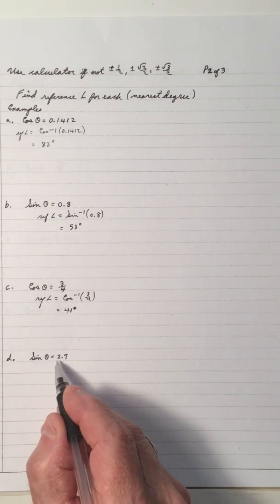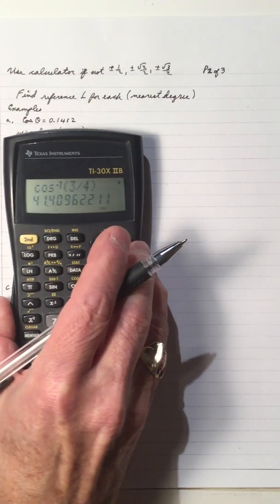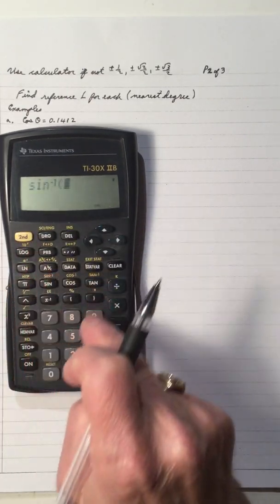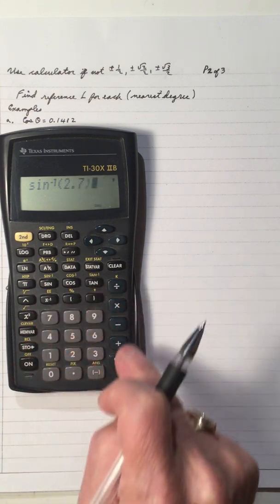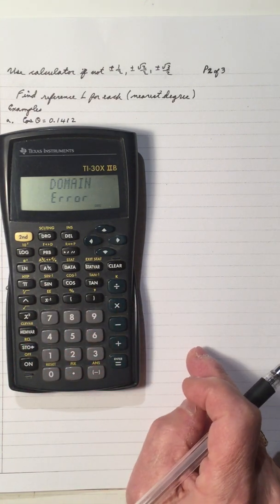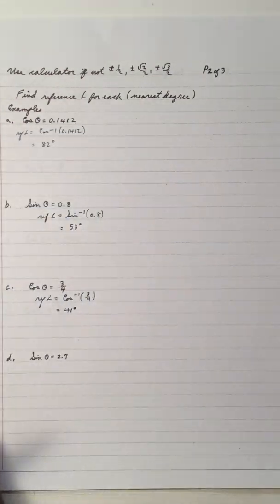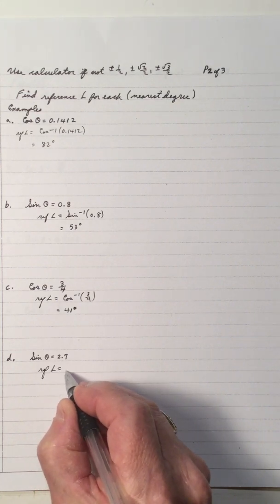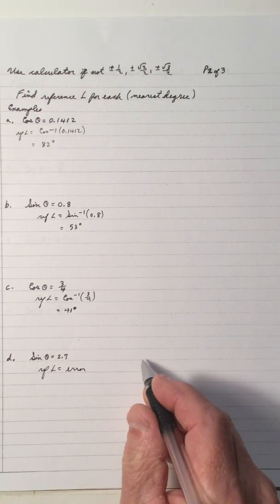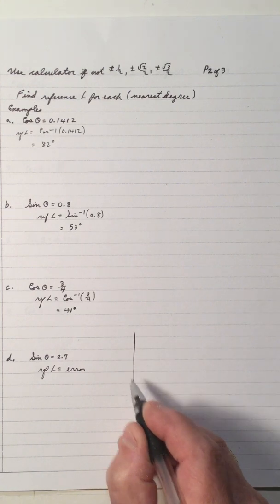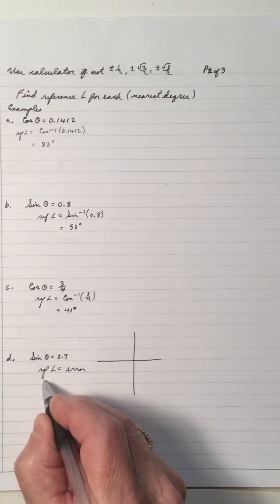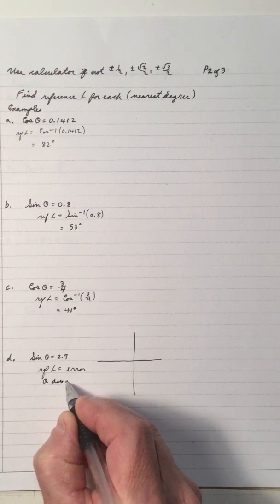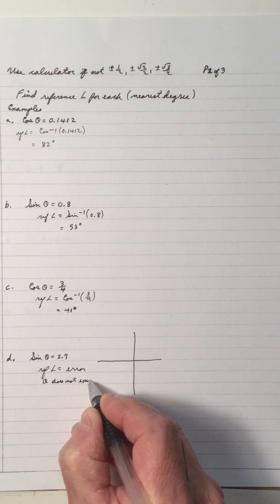And the sine of theta is 2.7. Let's look at it. Clear. So we got inverse sine of 2.7, and punch that in, and we get domain error. So that means the reference angle says error. And why is that? Well, if the reference angle is an error, that means theta does not exist, can't be.